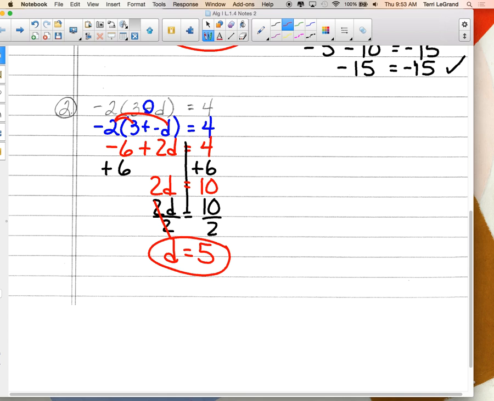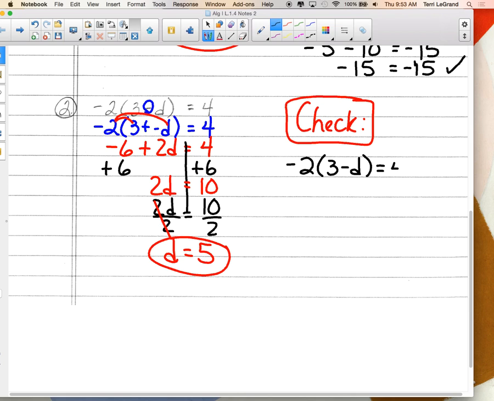Okay. Let's just do one more check problem, and then we'll not check anymore. But of course, in your homework, you'll write down which ones you have to check. So check. Where are we going to check it at? The negative 6 plus 2D equals 4? Which one? No, the negative 2, and then in parentheses 3 minus D. Yeah, we're just exactly where it started. So write down the equation first. Don't sub in right away.